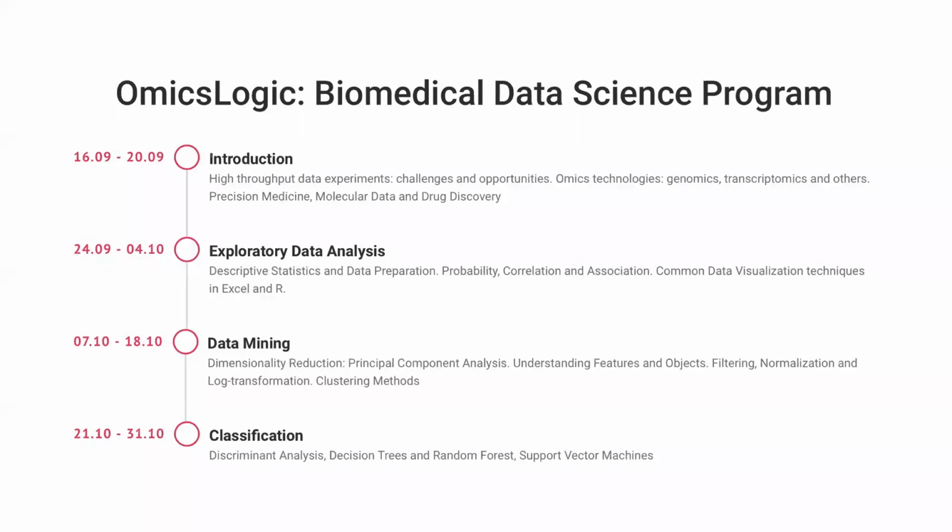We'll also look at a variety of tools that we have, like probability, correlation, and association. What do they mean? How do we quantify them? And how can we use that in different stages of our data analysis? We'll then look at the common data visualization techniques in Excel and R, because we would like to use those to work with our data sets and be able to interpret what we are finding.